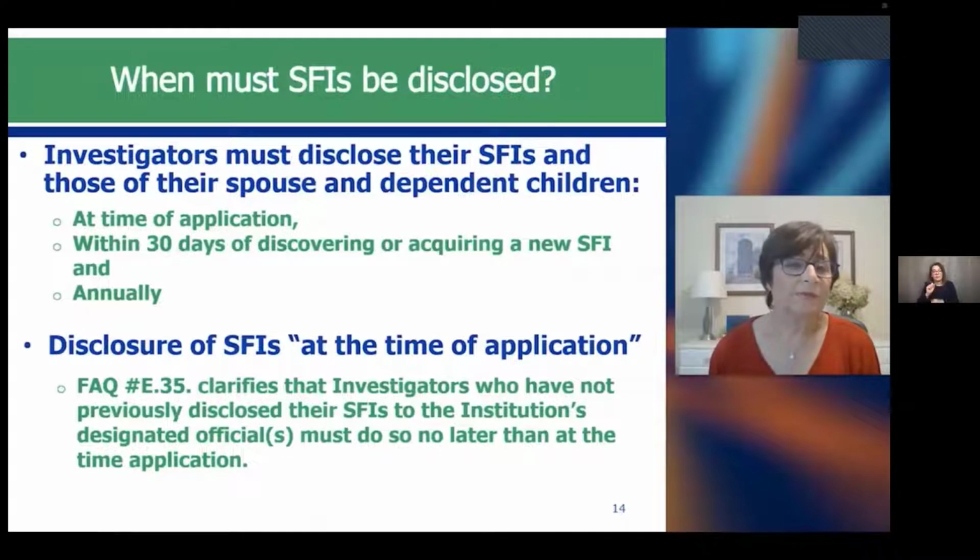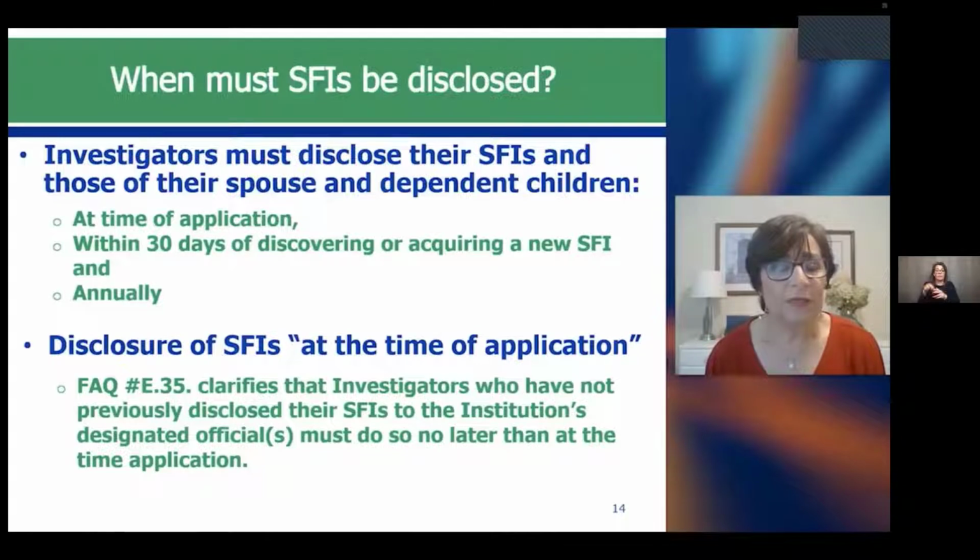So when must SFIs be disclosed? Again, the regulation is very prescriptive. Investigators must disclose their SFIs and those of their spouse and dependent children at the time of application, within 30 days of acquiring or discovering a new SFI, and on an annual basis that is prescribed by the institution.